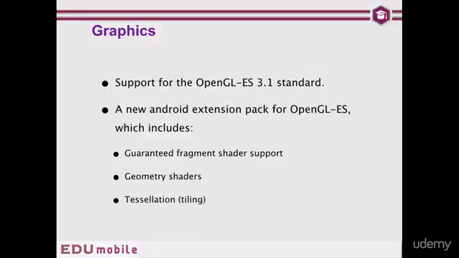In graphics, of course, Android now supports OpenGL-ES 3.1 from Khronos. Along with this 3.1 support, there's a new extension pack released by Google for Android for OpenGL-ES, and it includes a bunch of stuff, and I'll only mention three things. There is guaranteed fragment shader support. In OpenGL-ES 3.1 in standard, this is optional. The extension pack guarantees fragment shader support. There are geometry shaders, and there is also tessellation, or tiling of images on a 3D graphics screen.